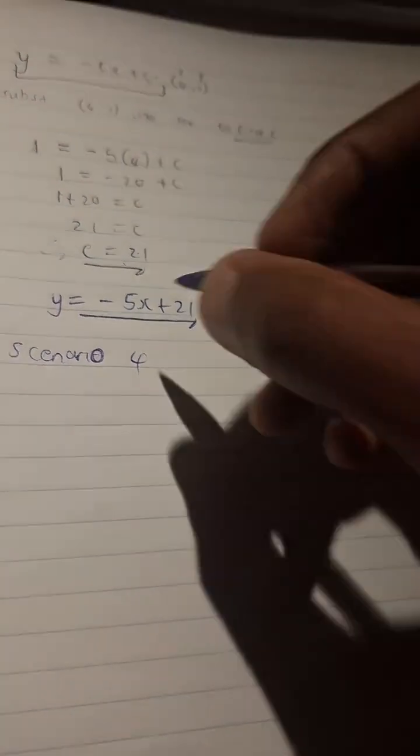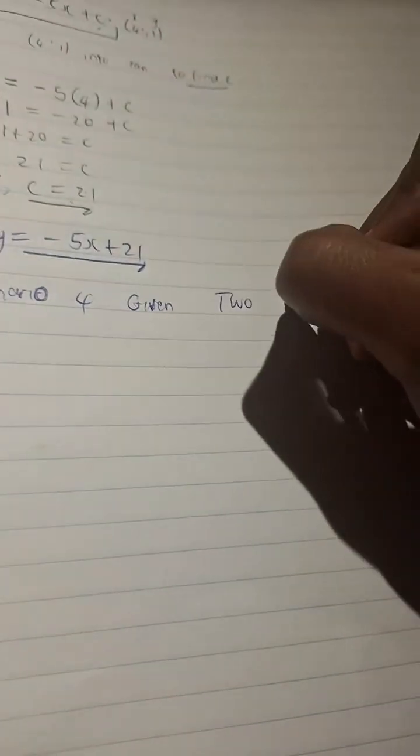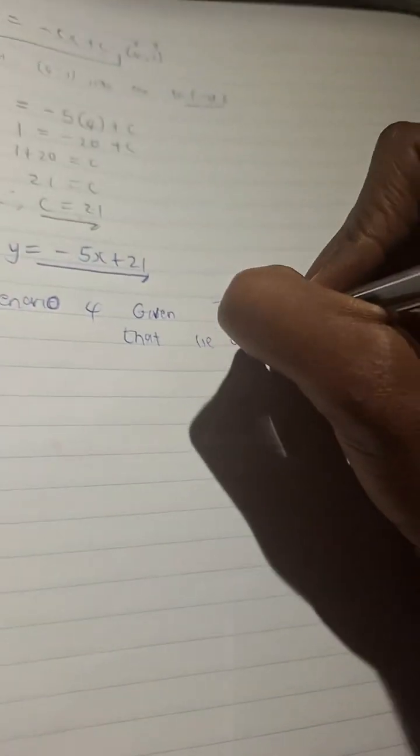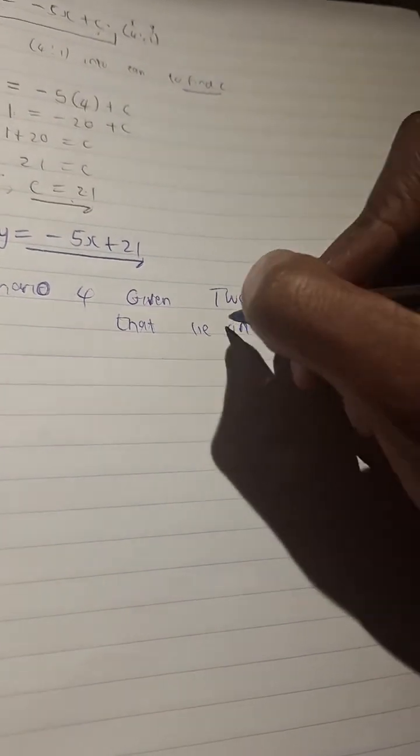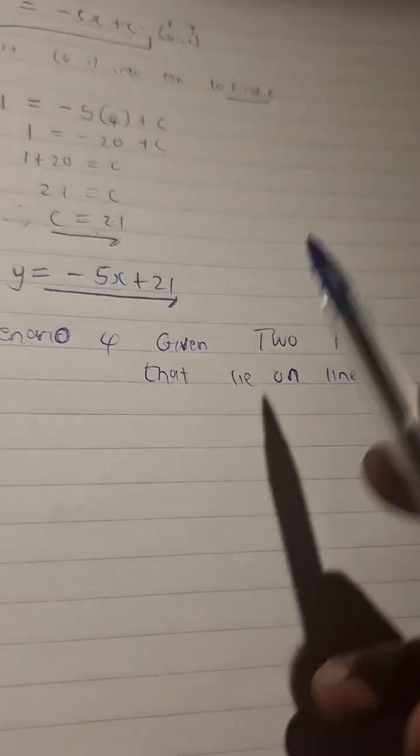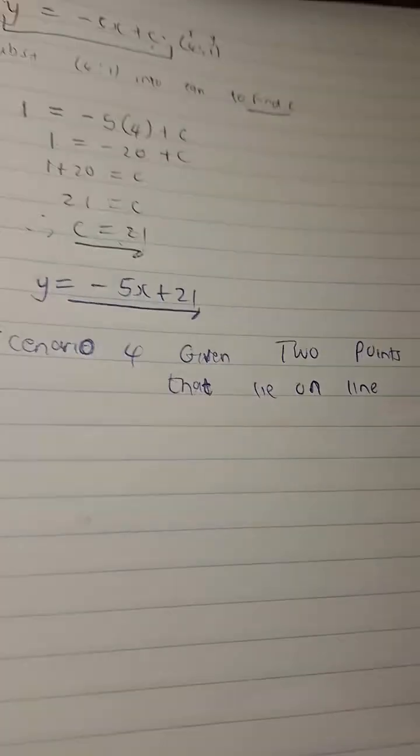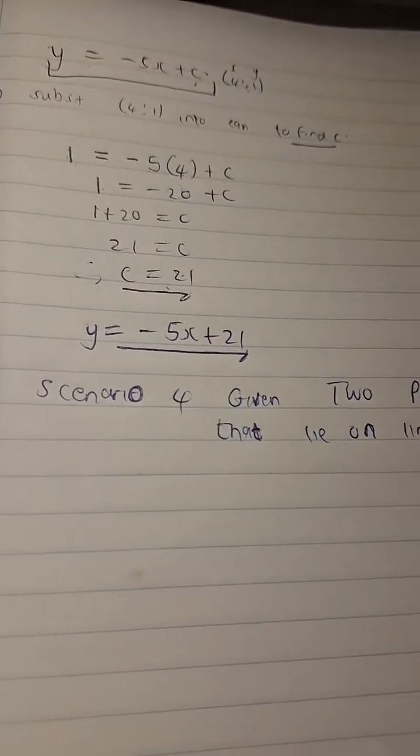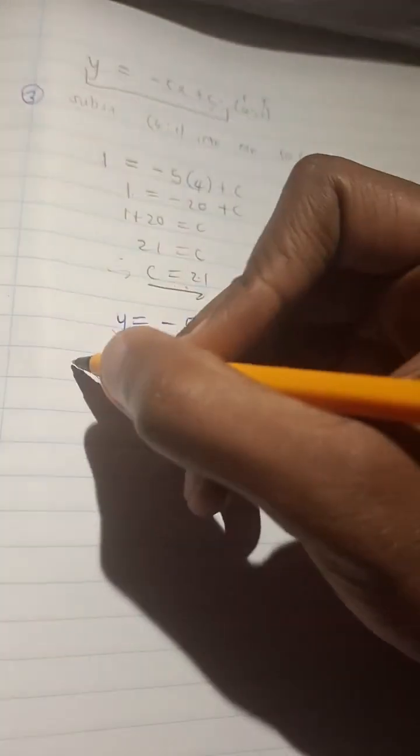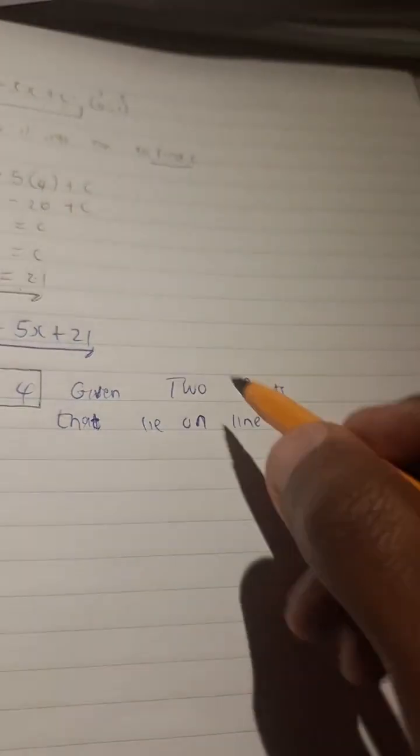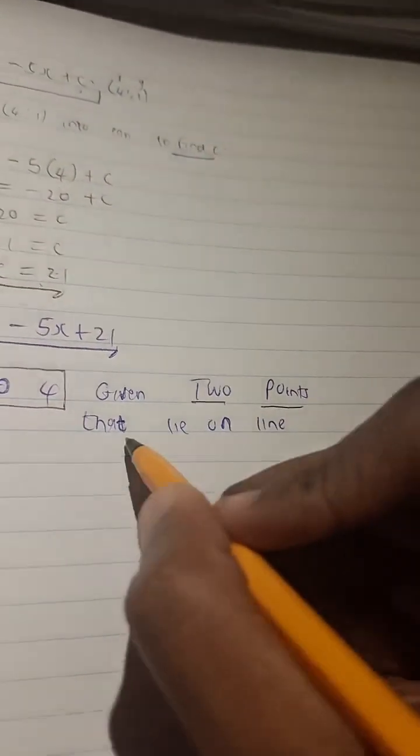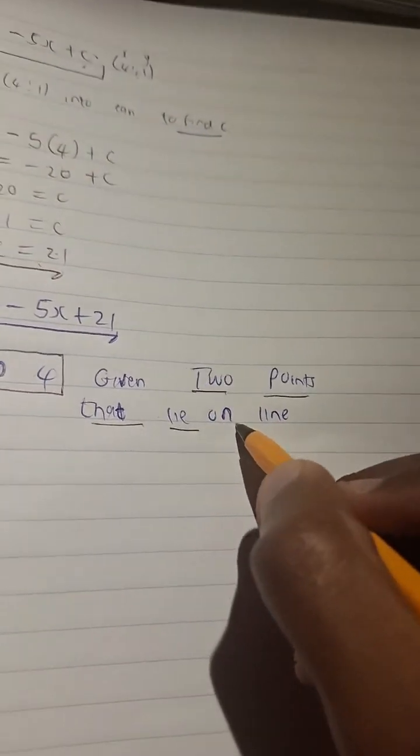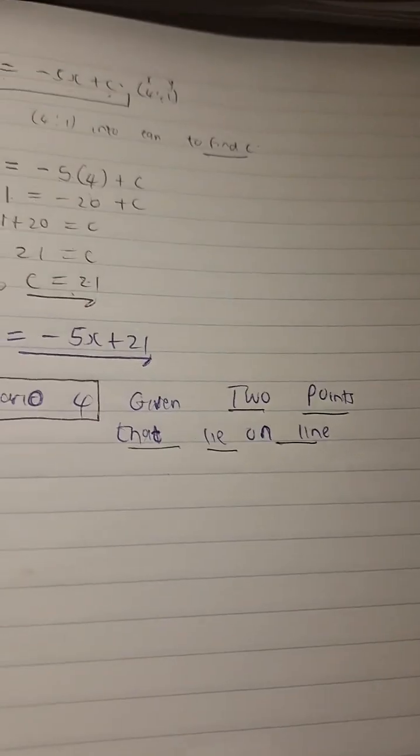Scenario number 4 has to do with when I am given 2 points that lie on the line. You are given what? 2 points that do what? That lie on the line. The question is, what do I do to find the equation of a straight line if I'm given 2 points that lie on the line? Lie on the line.